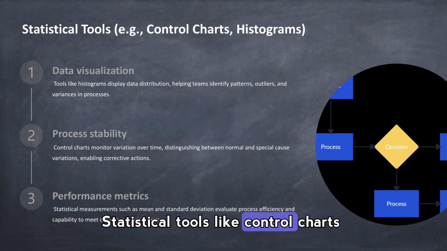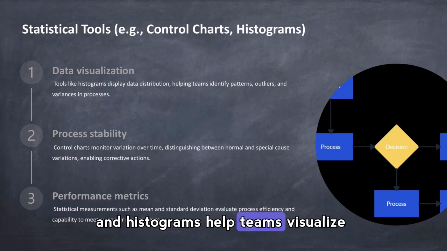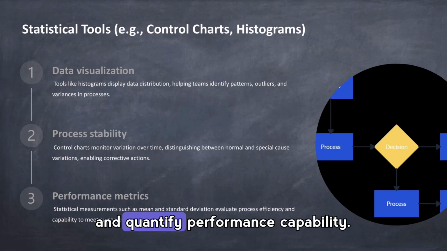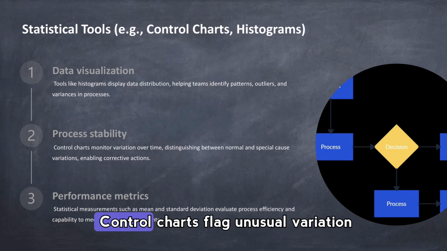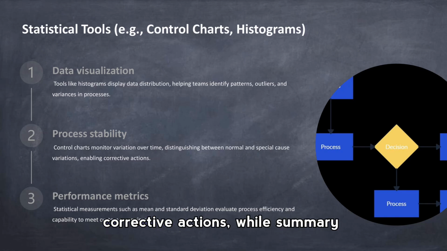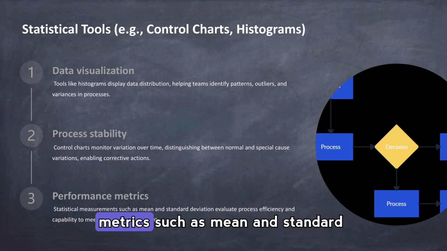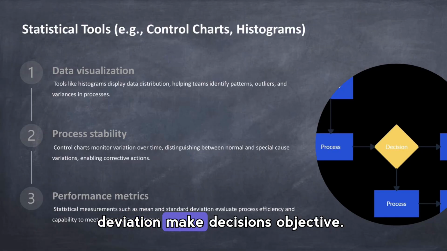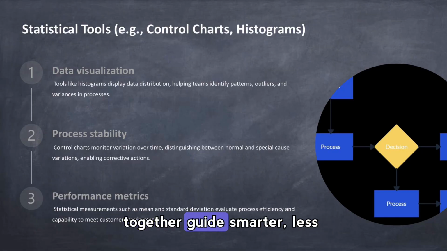Statistical tools like control charts and histograms help teams visualize data distributions, monitor stability, and quantify performance capability. Control charts flag unusual variation over time so you can target corrective actions, while summary metrics such as mean and standard deviation make decisions objective. The visual and numeric insights together guide smarter, less subjective improvements.